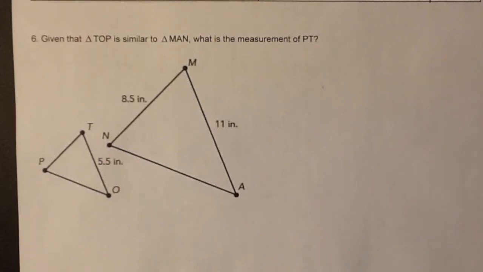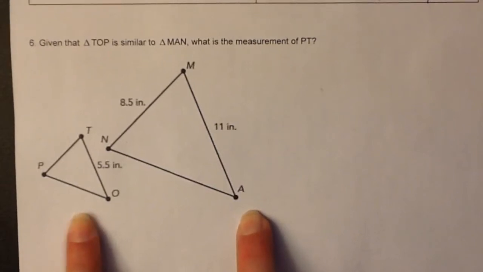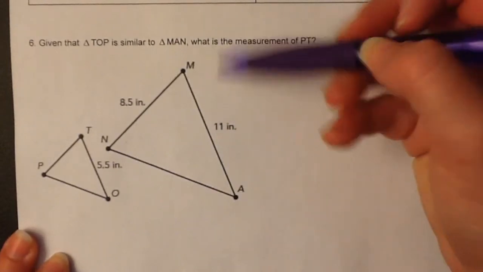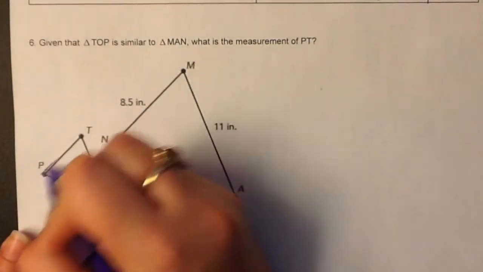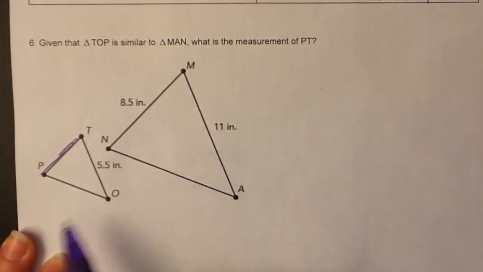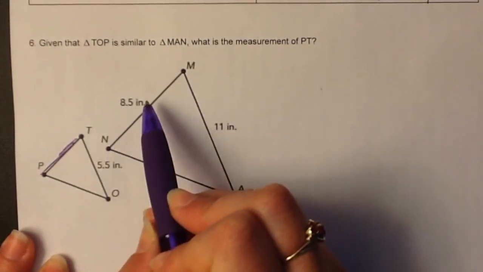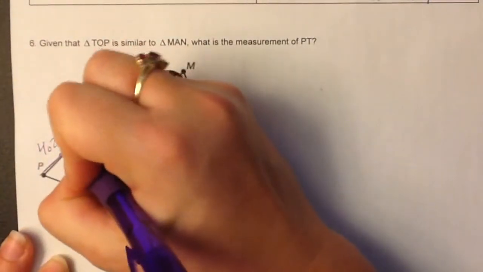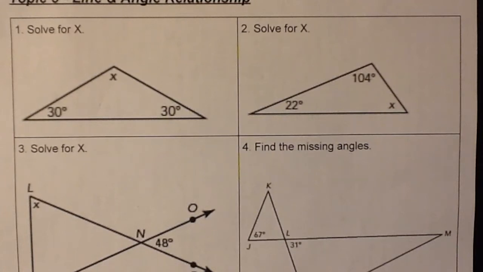Number 6, given that TOP is similar to MAN, what's the measurement of PT? So these are proportional. That's what similar means. So in the way that 11 is proportional to 5.5, we're wondering what this distance here is. So if I know the scale factor, 11 to 5.5 is a half, so this is going to be the same scale factor. So I need half of 8.5, which is 4.25. And that's inches.